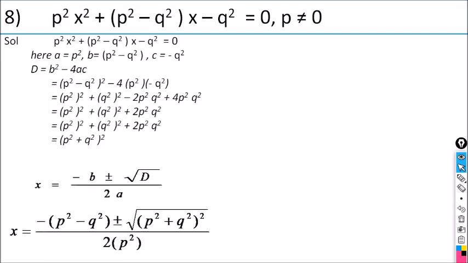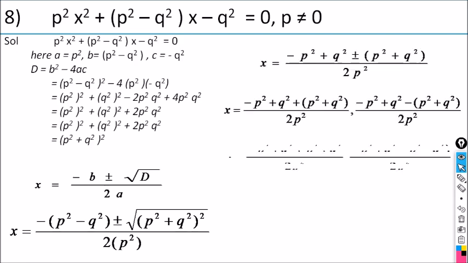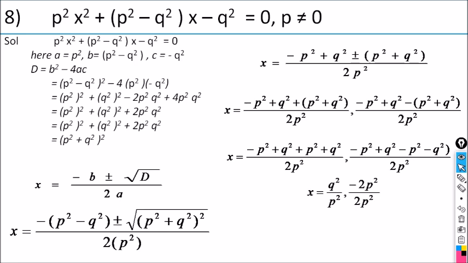Then adjust these values in the given quadratic formula. The square root will cancel and we get the value of x as p square minus p square plus q square, and p square minus p square minus q square. Here a few terms will cancel out and the overall result is q square upon p square and minus 1.